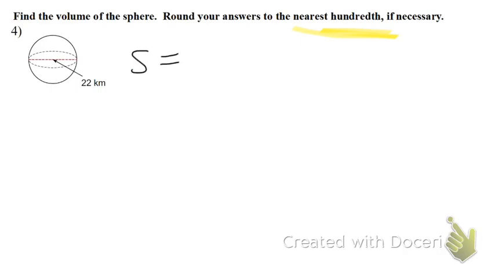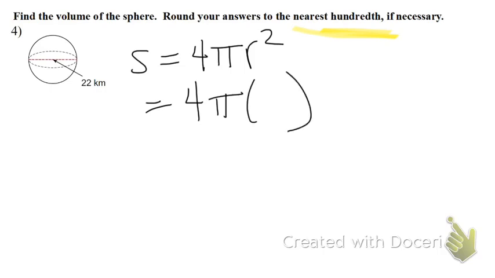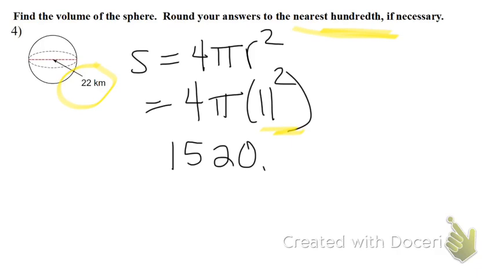Surface area is 4 pi r squared. And that's 4 pi times, this is the diameter, so we need the radius. The radius would be 11, and 11 squared. Put it all in your calculator. You're going to do 11 squared, which is 121, or 11 times 11, times 4, and times the pi button, all at one time. And I get 1,520.53 kilometers squared. So there you go.